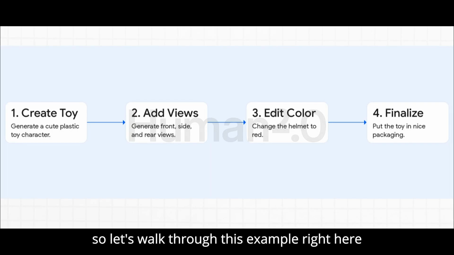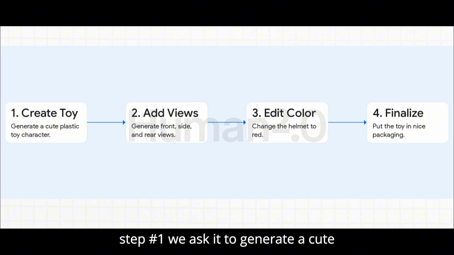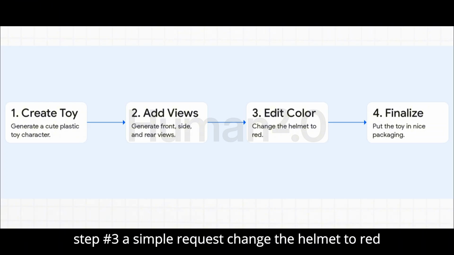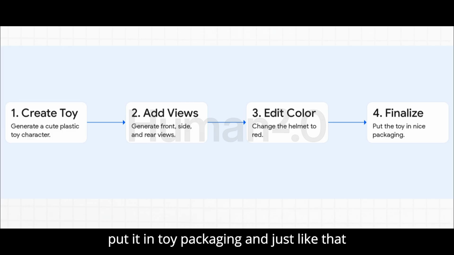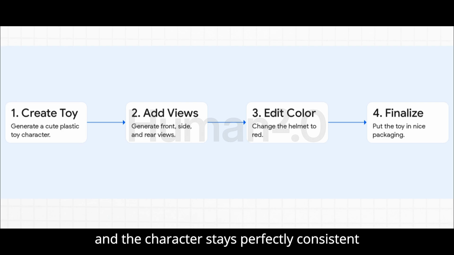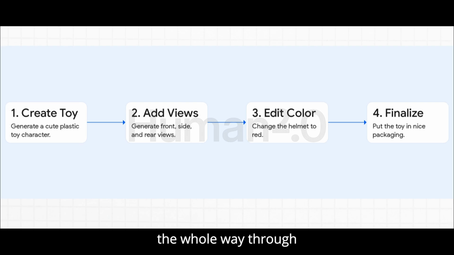So let's walk through this example right here. Step 1, we ask it to generate a cute little plastic toy character. Simple enough. Step 2, now give me front, side, and rear views. Bam, done. Step 3, a simple request, change the helmet to red. Easy. And finally, the coolest part, put it in toy packaging. And just like that, you've gone from a simple idea to a full-on product concept, and the character stays perfectly consistent the whole way through.